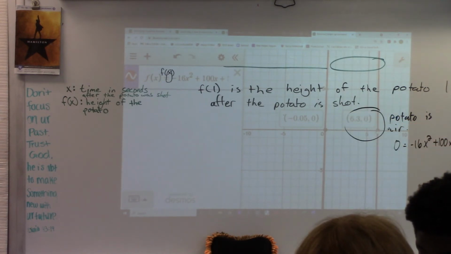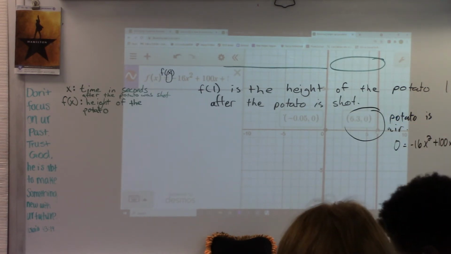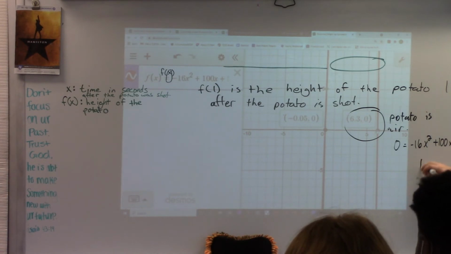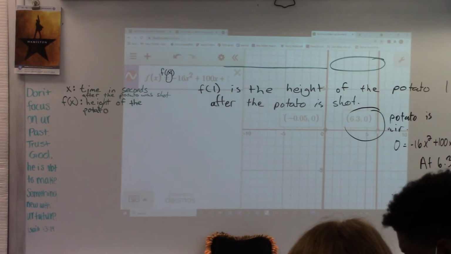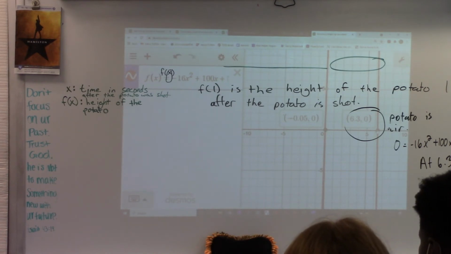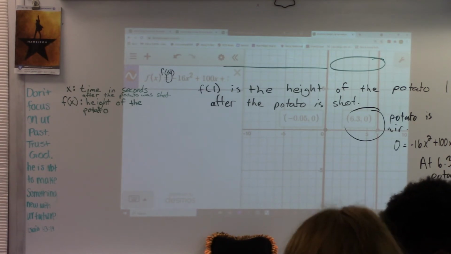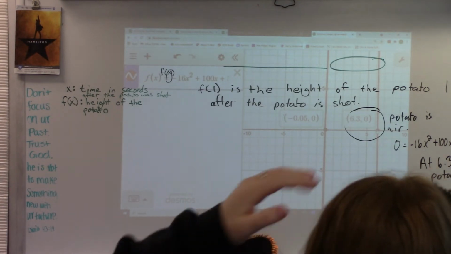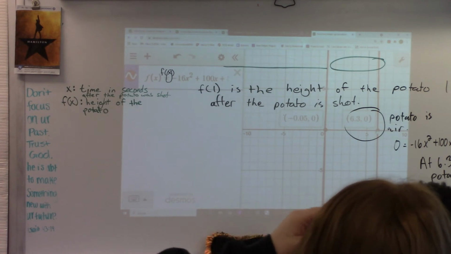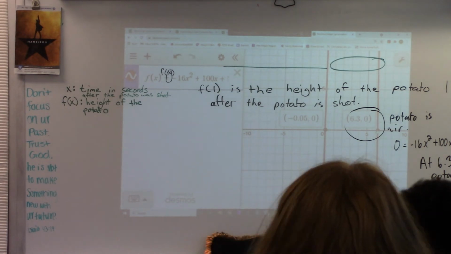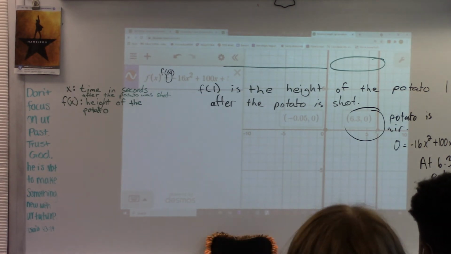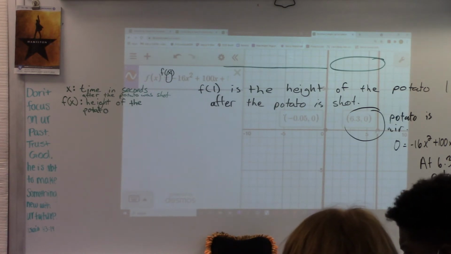So when was the potato going to hit the ground? 6.3 seconds, comma, 0. Good. At 6.3 seconds, the potato was at 0 feet. Right?